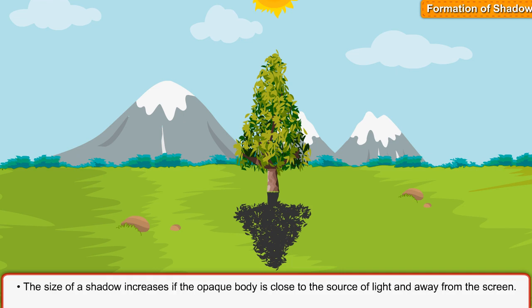The size of a shadow increases if the opaque body is close to the source of light and away from the screen. The size of the shadow decreases if the opaque body is close to the screen and away from the source of light. Objects of different colors but of the same shape form the same kind of shadow, that is, a dark patch.